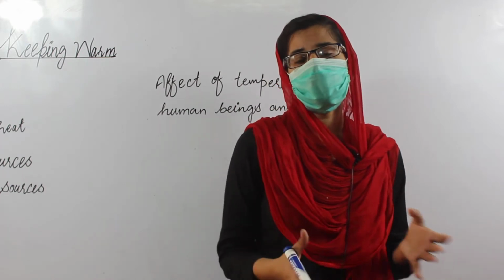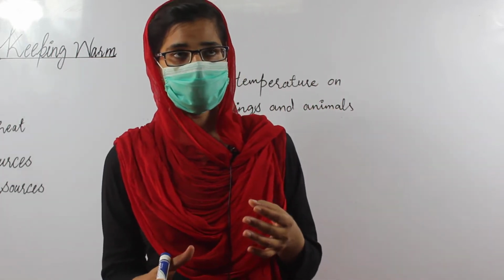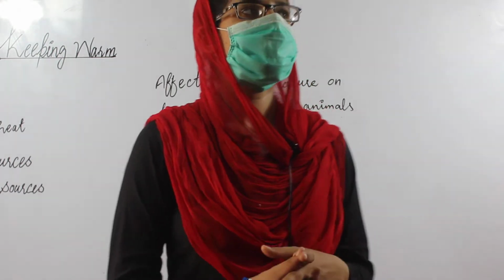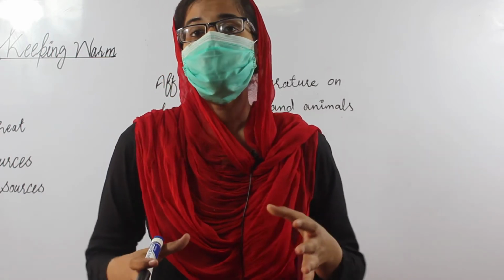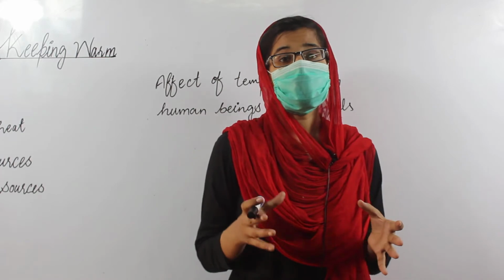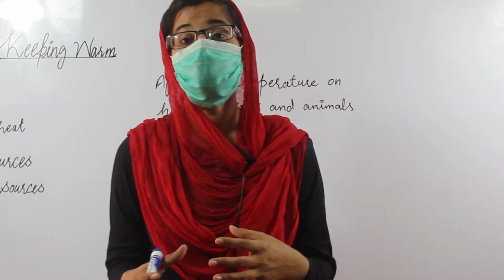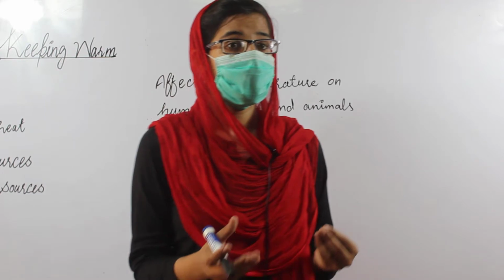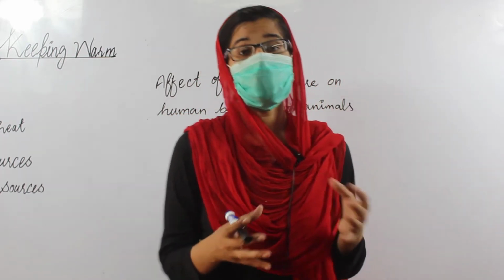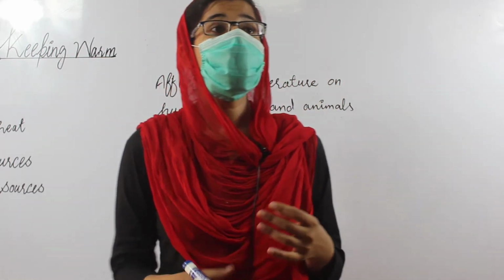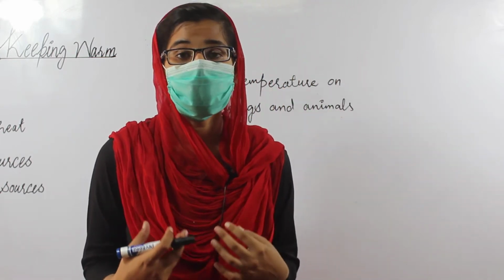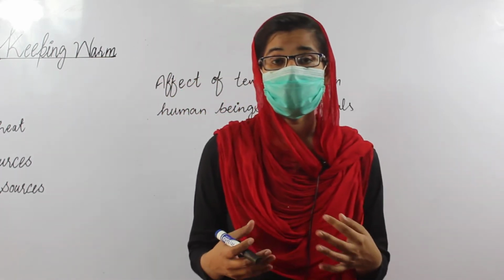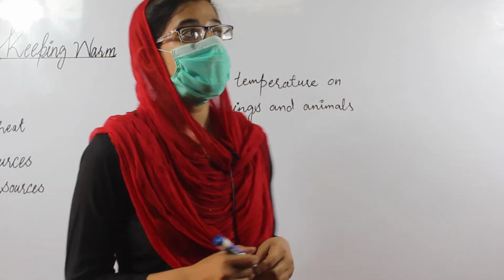And in the summer, the temperature rises up to 40 degrees Celsius, and it also depends upon where you live. For example, if you live in Karachi, Karachi is a very hot city. The temperature of Karachi rises up to 40 degrees Celsius in summer. It is the effect of temperature. Now, how can we protect ourselves? How do animals and human beings survive the effect of temperature?